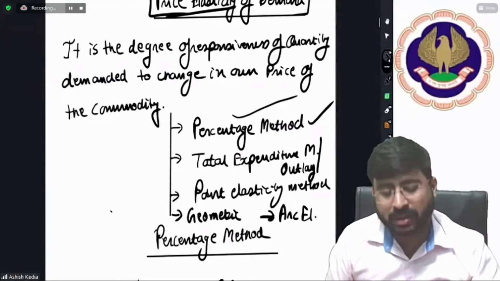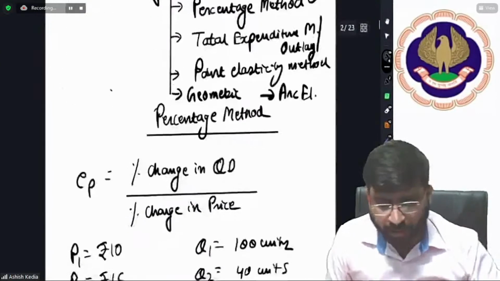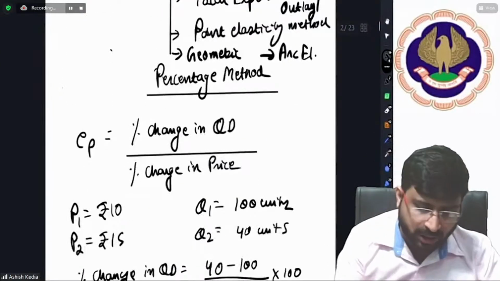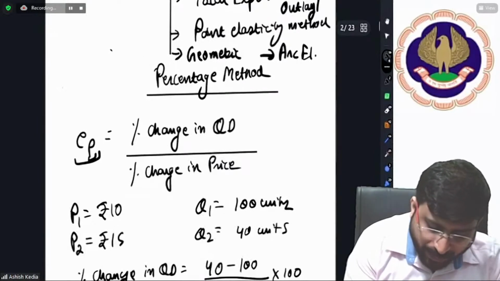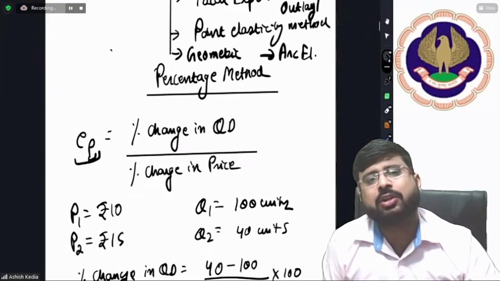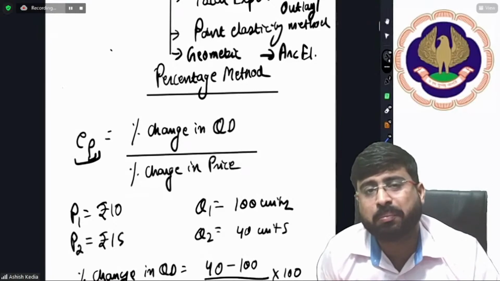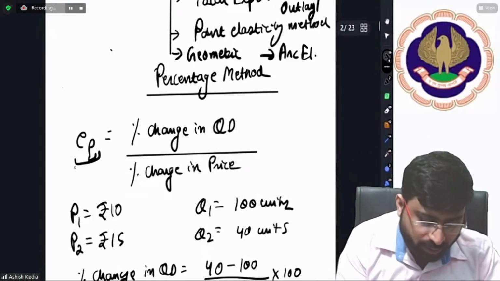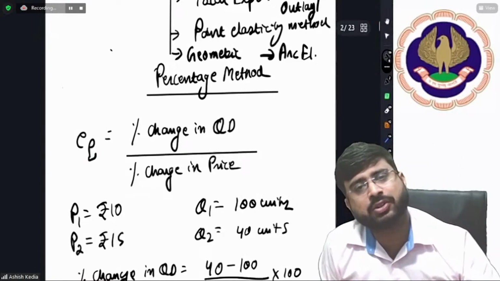How do you calculate elasticity using the percentage method? Here is the formula. See, EP. P here is price, E is elasticity, obviously. So what we are discussing here is price elasticity of demand.